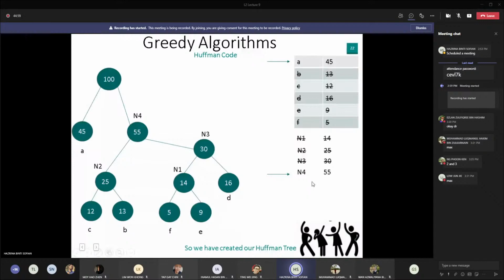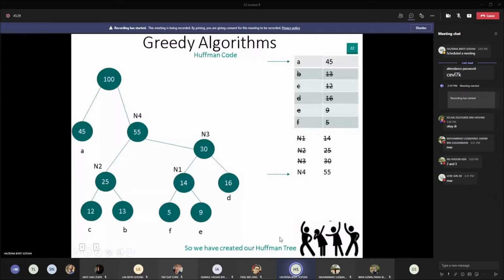N4. Okay. So right now we have only 2 left, 45 and 55. So this 45, we add with the 55 and we will get the new root node which is 100. So currently we have created our Huffman tree using greedy method.